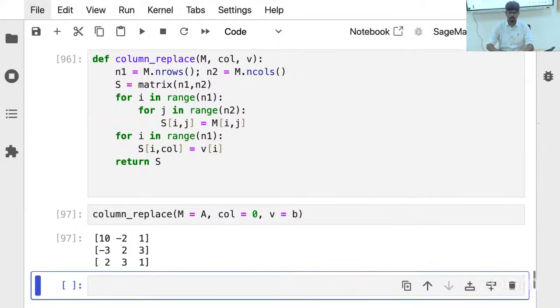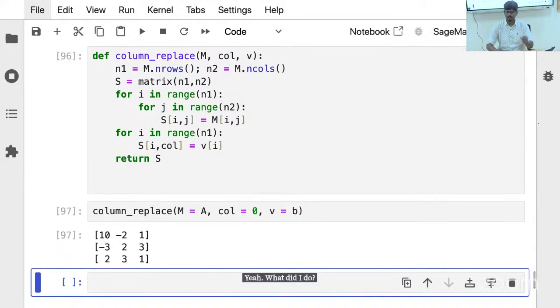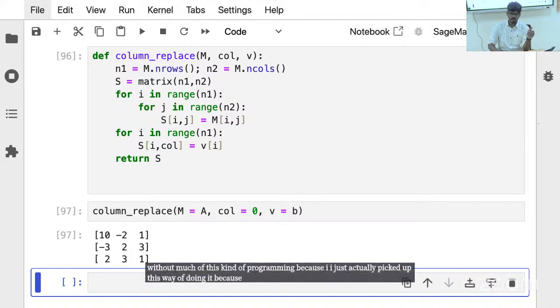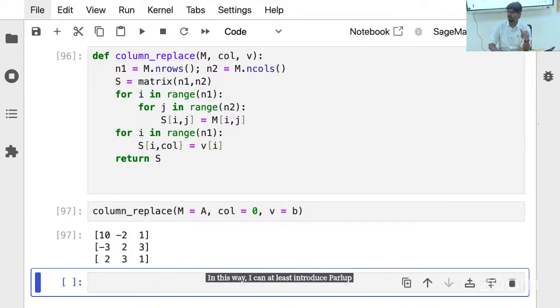Yeah, what did I do? I picked up the first column and then replaced that column with V. As I told you, there is a nicer, very easy way of doing it without much of this kind of programming. I just picked up this way of doing it because in this way I can at least introduce for loop, function definitions, etc. The entire row can actually be completely replaced. That function is available anyway. I'll not introduce it now.